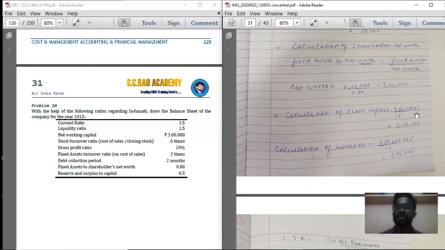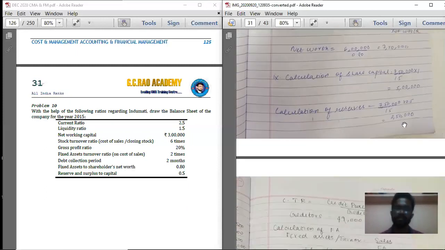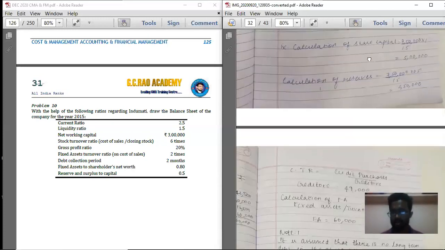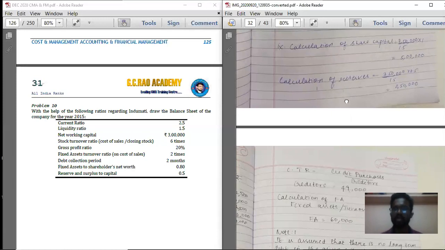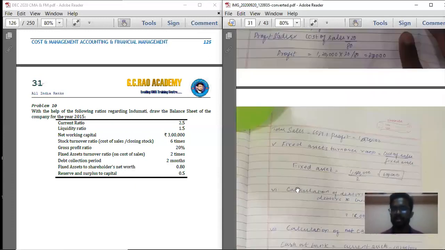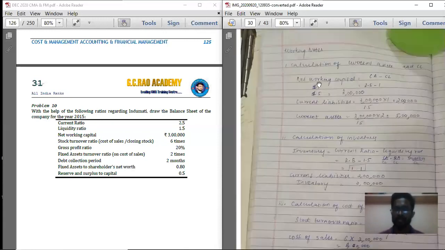Below that, calculation of reserves is equal to 7,50,000 divided by 1.5 into 0.5, because reserves is 0.5 of net worth. Net worth is 1.5, reserves is 0.5 and capital is 1. So that is equal to 2,50,000. With this, the sum has got over. So we have calculated share capital, that is 5 lakhs, and reserves, that is 2,50,000. Remaining is the balancing figure, that is long-term funds.